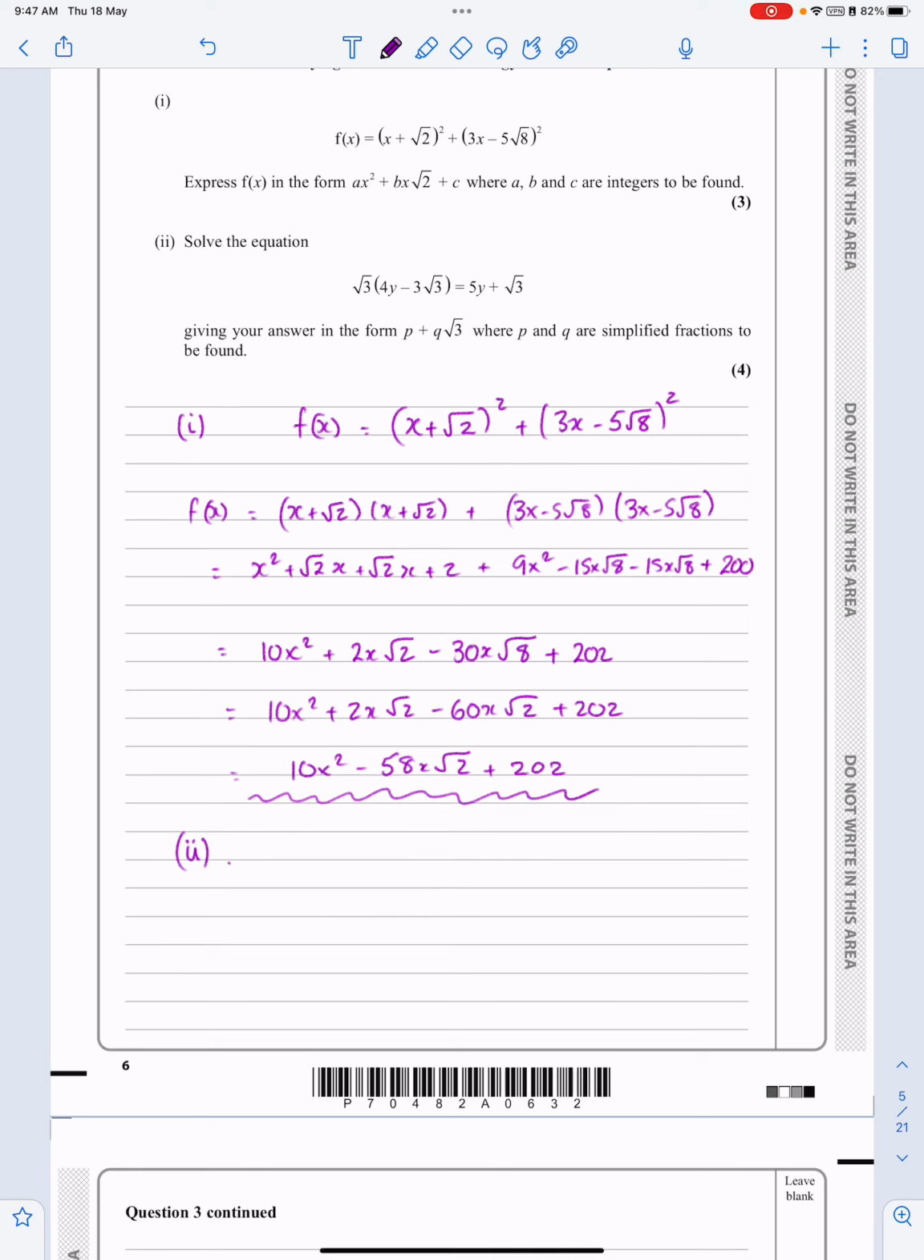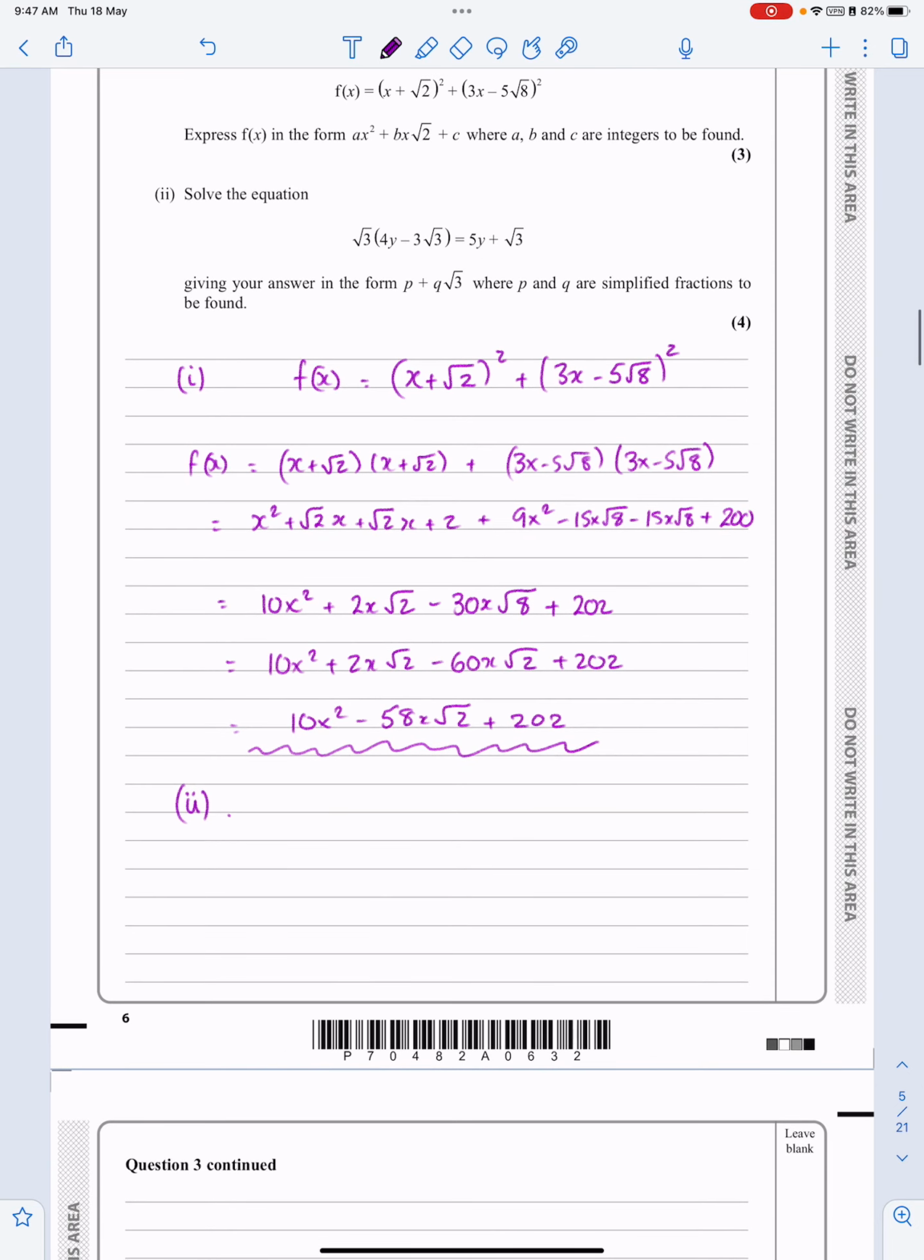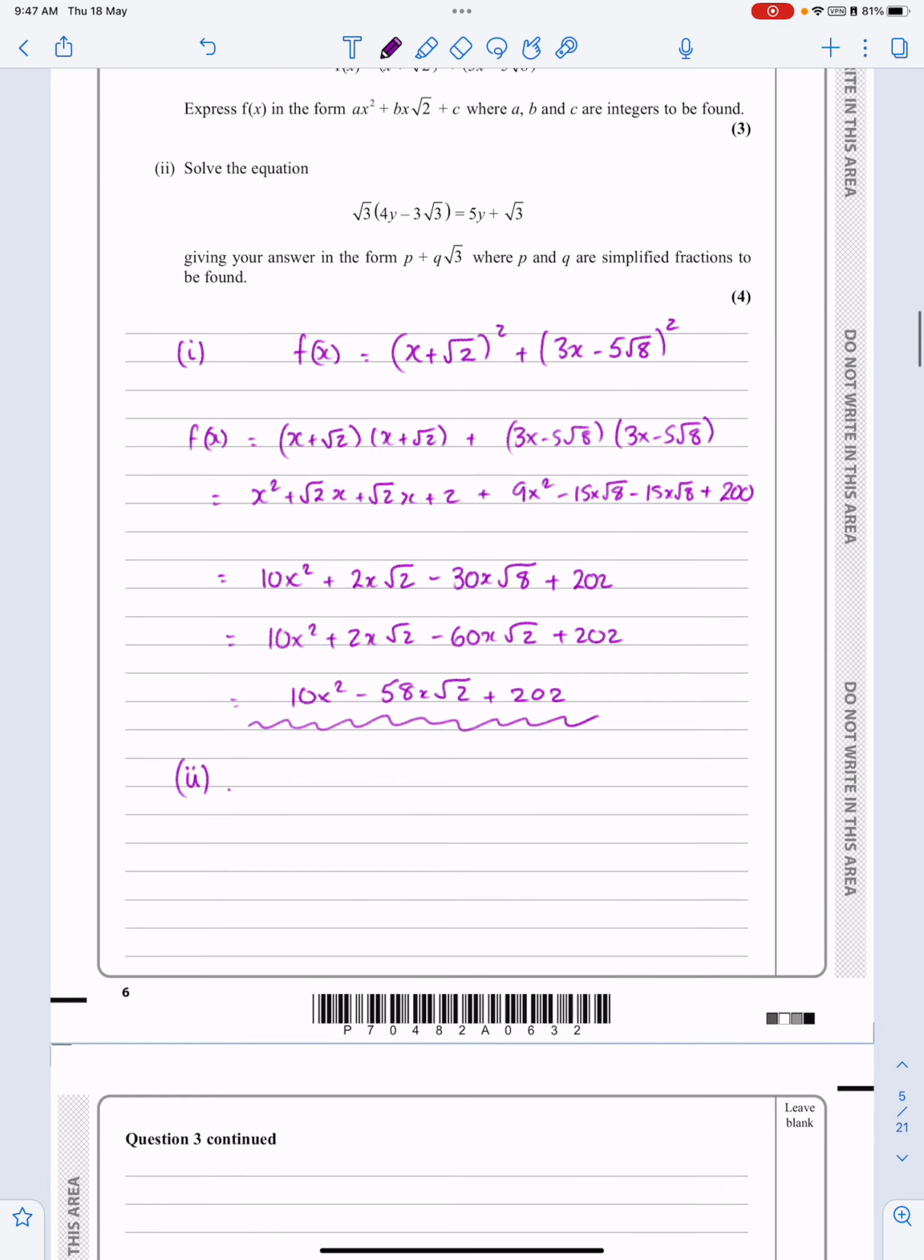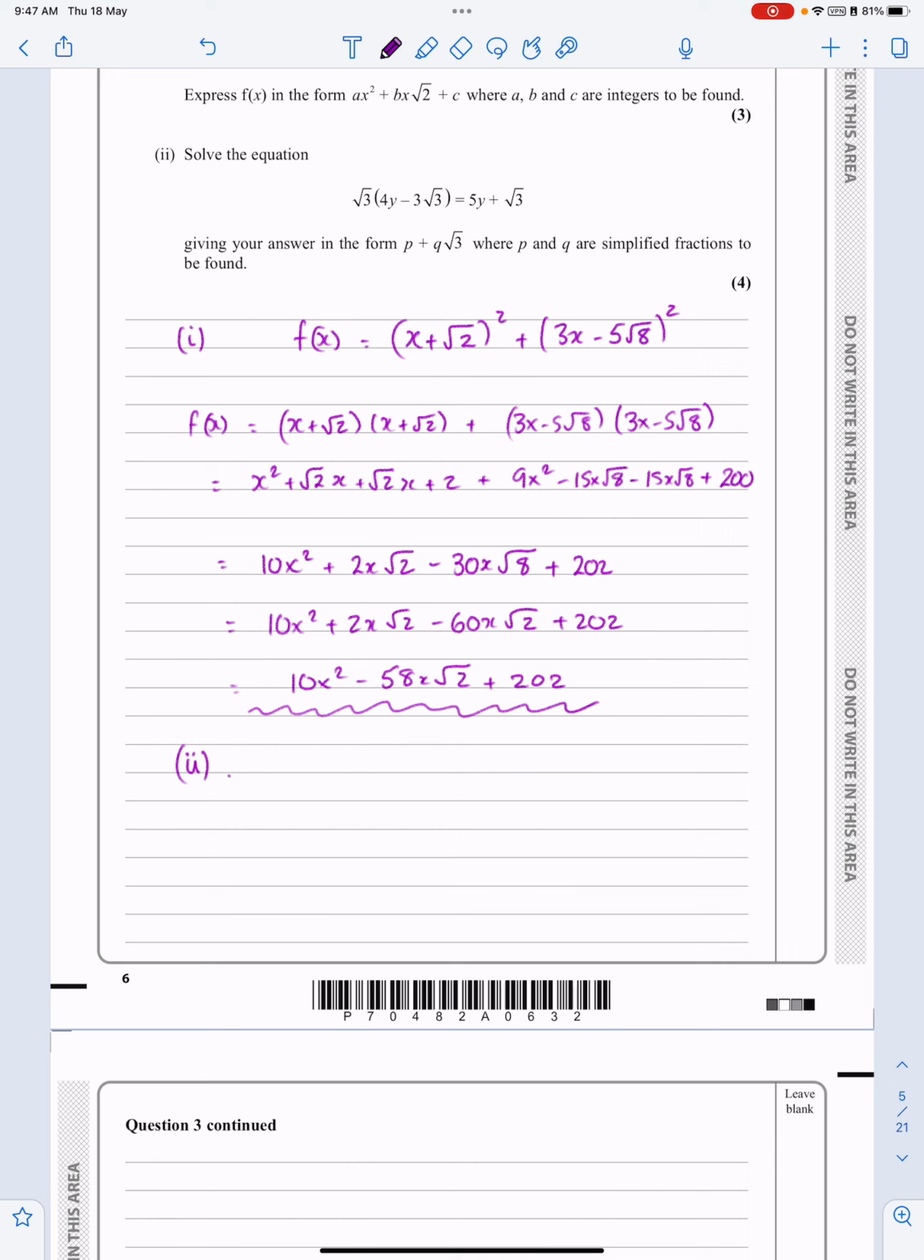What do they tell me for this? They say solve the equation root 3 (4y minus 3 root 3) is equal to 5y plus root 3. So sort of form a game plan before you get started: multiply everything out, get the y's all onto one side. You'll probably need to divide, just see what we get at that stage. Do be aware I'm trying to get it to p plus q root 3. I'm not worrying about that at this stage. I want to get started with it first of all.